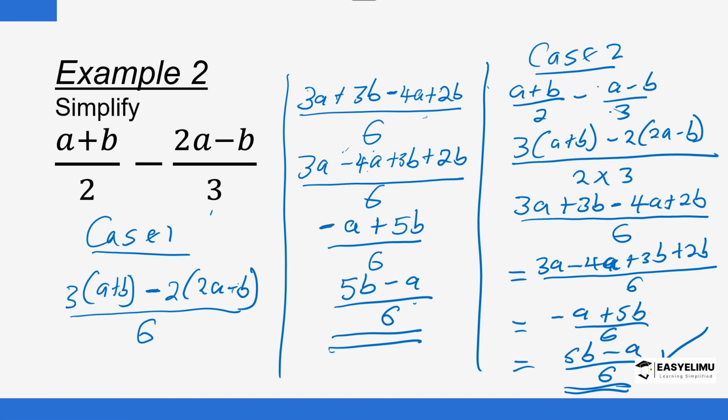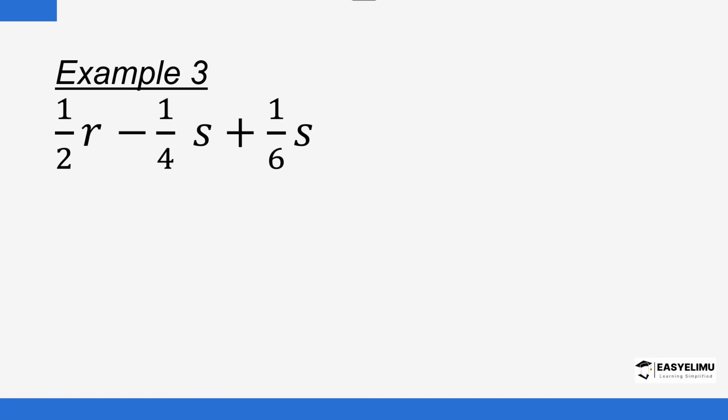That is how you go about it. So let's see one more. We can use any of the approaches. Let me use LCM here. So I have R over 2 minus S over 4 plus S over 6. You find the LCM of the denominators 2, 4, and 6, which is 12.